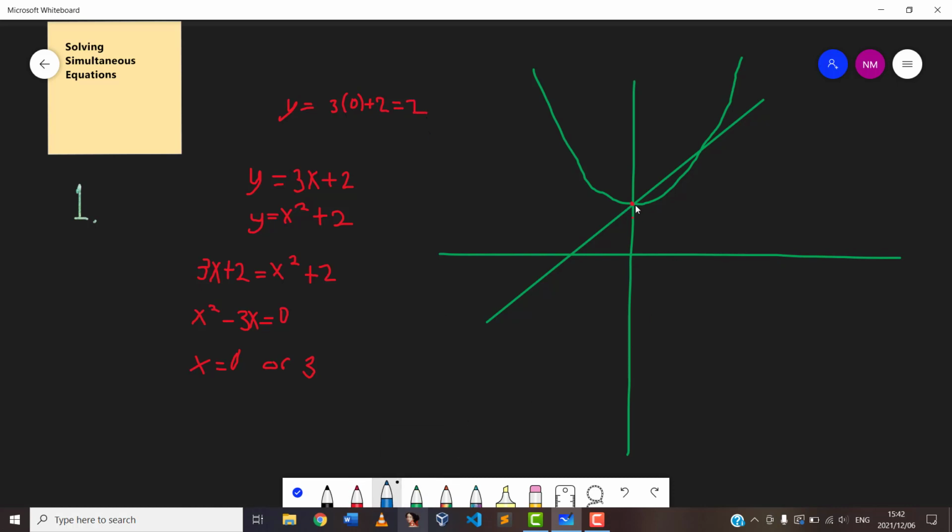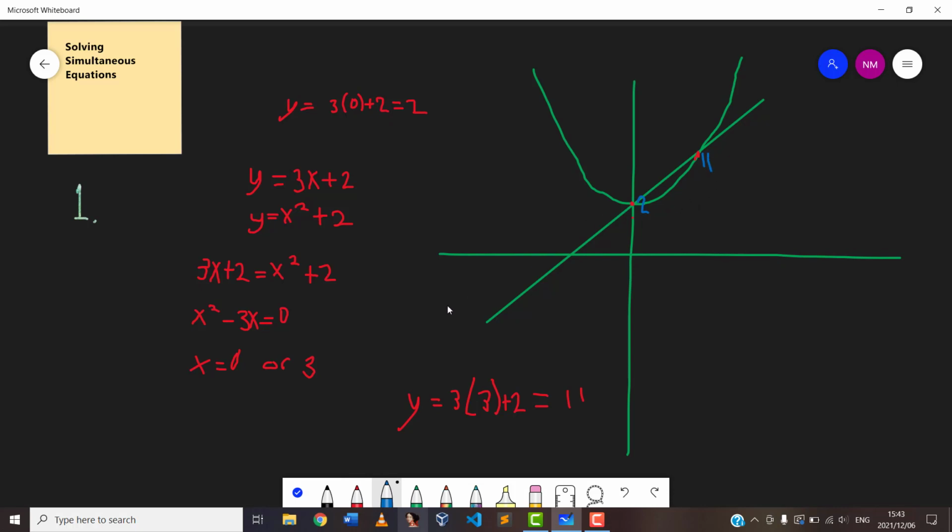So right here, this value over here is 2. And we can do the same for 3. If we want to see what the y value over here is, then we can sub in 3 to this one or this one. Let's sub it into this one. So y equals 3 multiplied by 3 plus 2, which just equals 11. So this value here is 11.